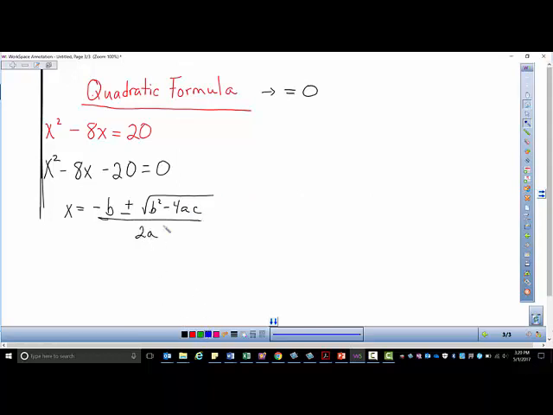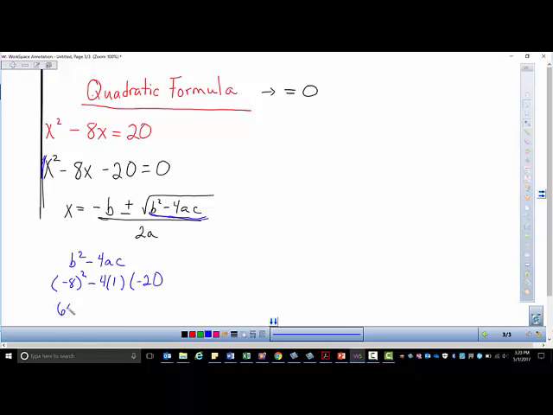And I told you before that I find the middle, or the discriminant, first. This is the hardest part, and it tells me some stuff. So I always find this first. So let's try this problem. So I start with the discriminant, which is b squared minus 4ac. The b is negative 8, so I put in negative 8 squared minus 4 times a, which is a 1, times c, which is negative 20.